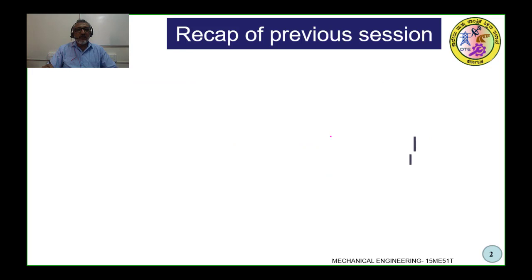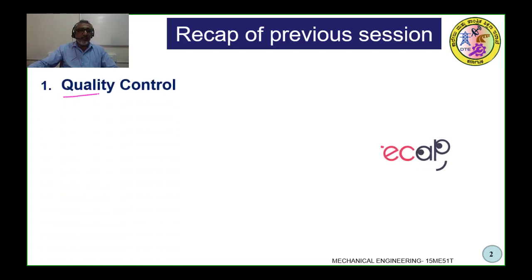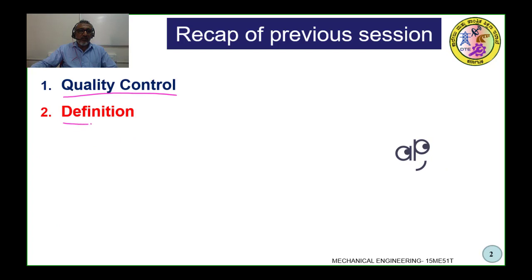Let's proceed. Let's have a quick recap of what we discussed in our previous session. In our previous session, we discussed the importance of quality control. Then, we defined quality control as a management technique of producing uniformly acceptable components.